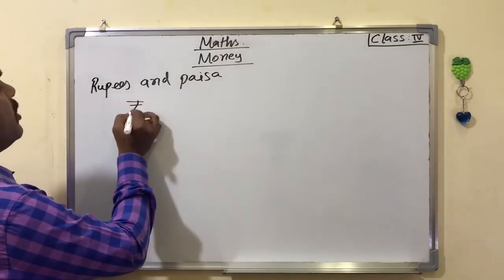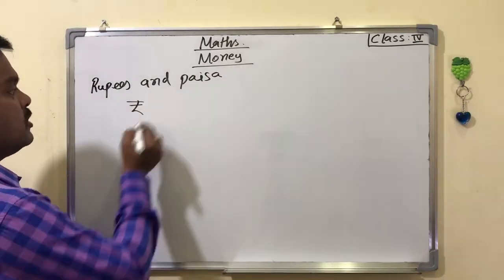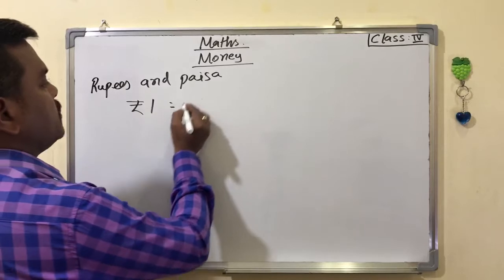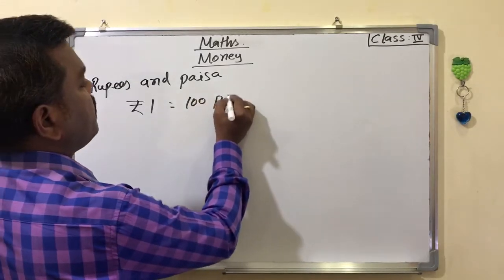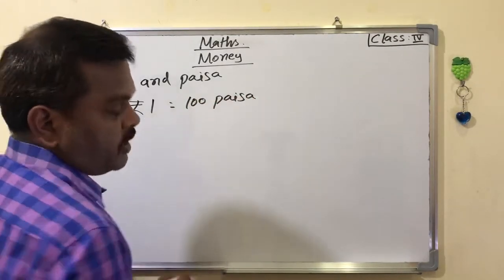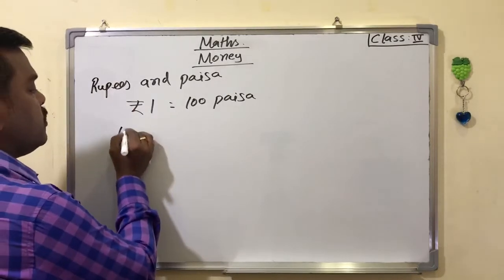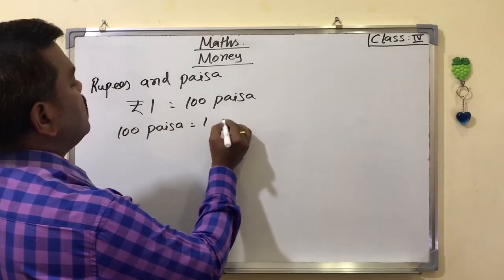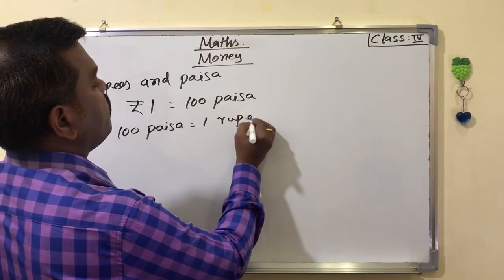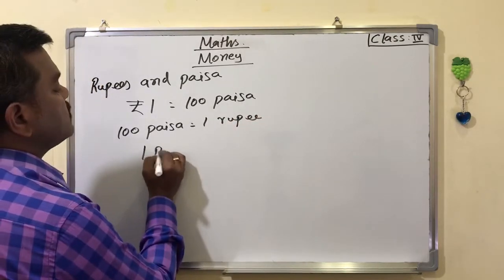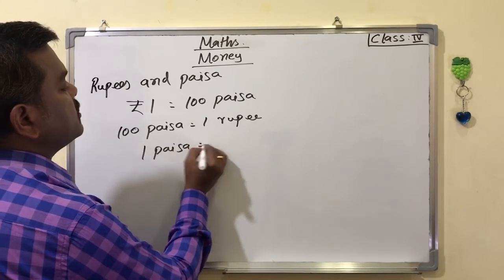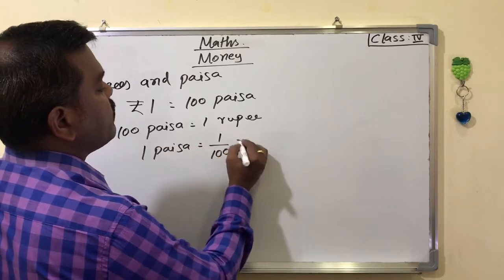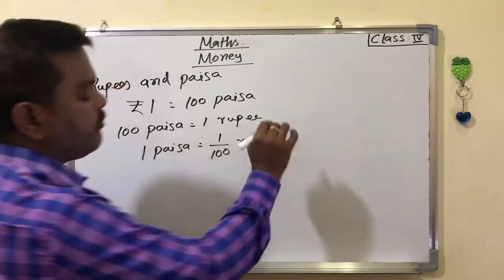This is the symbol for rupees. So 1 rupee is equal to 100 paisa. So 100 paisa is equal to 1 rupee. What about 1 paisa? 1 paisa is equal to 1 by 100 of a rupee.